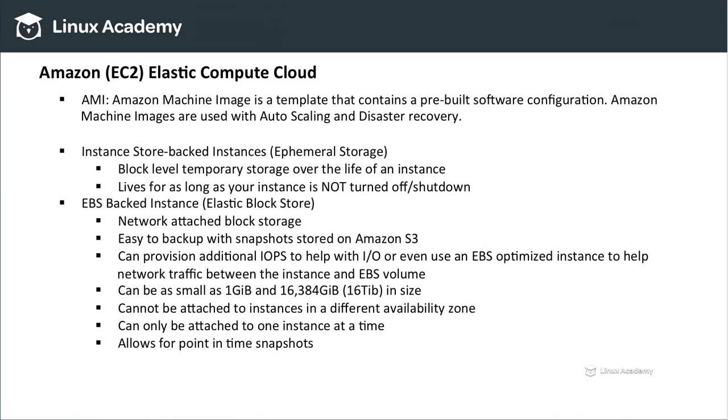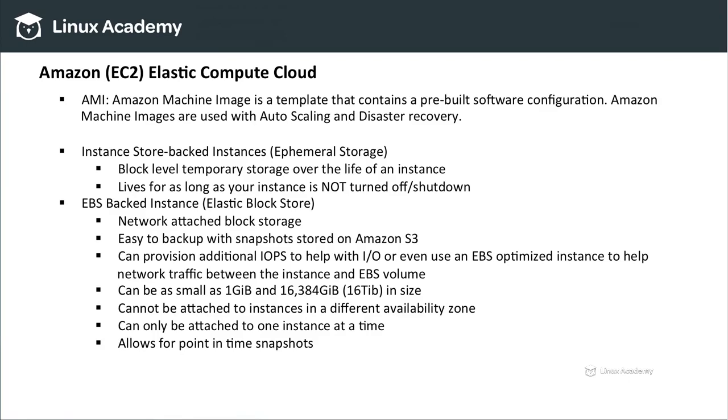An AMI is what's referred to as an Amazon Machine Image. It's a template that contains a pre-built software configuration. Amazon Machine Images are used when using autoscaling and disaster recovery. If you're coming from a VMware world, you might think of them as VMDKs. They're images that have pre-built software installed on them that we can just fire up with a pre-built configuration.